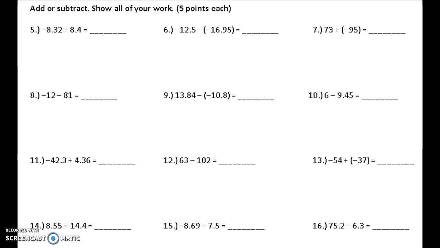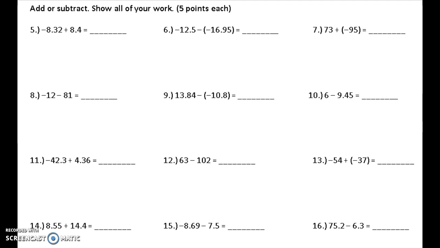If it's an addition problem, then if the signs are the same, you add them and keep the signs. If the signs are different, you subtract and keep the sign of the number with the highest absolute value. If it's a subtraction problem, then you have to use additive inverse to turn it into an addition problem so that you can follow the addition rules.